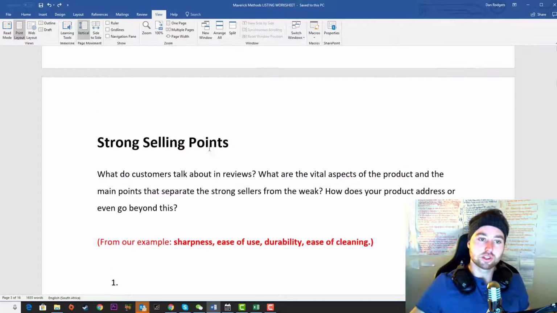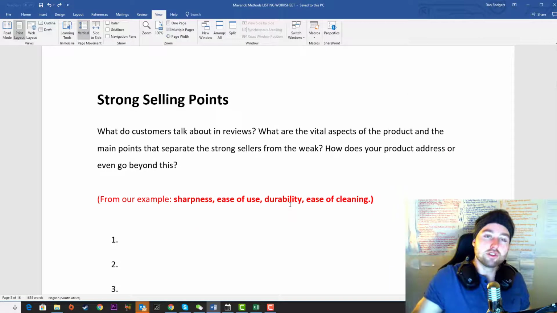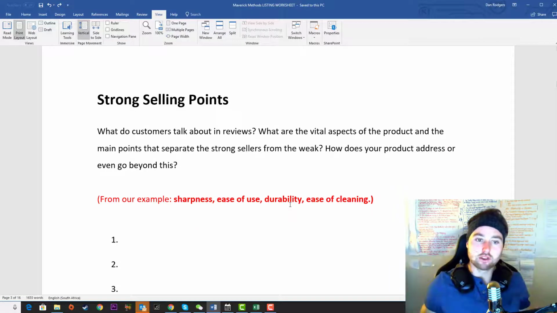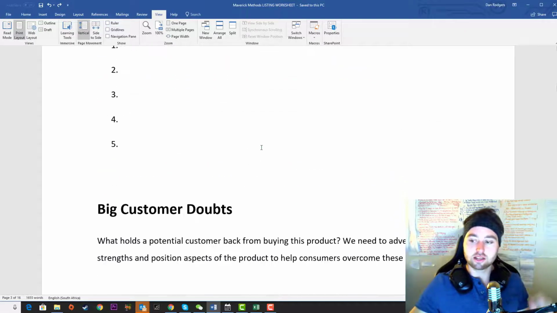Very important, because we don't want to overlook promoting the selling points we have. Remember, it's one thing to make your product brilliant. It's one thing to differentiate well, but you also have to advertise how you've differentiated. You have to show people what you've done with the product. So really important, strong selling points here.